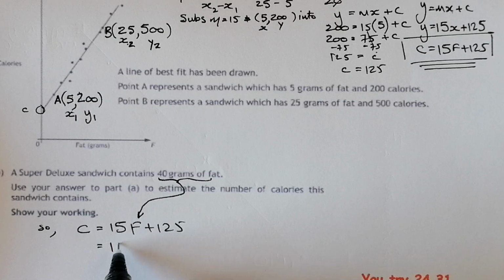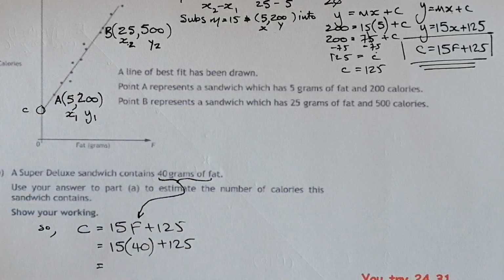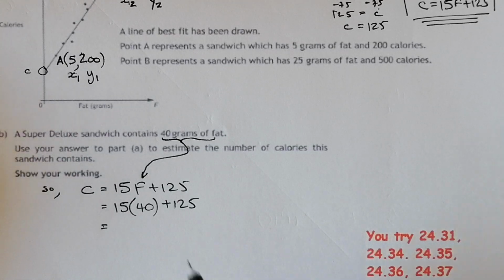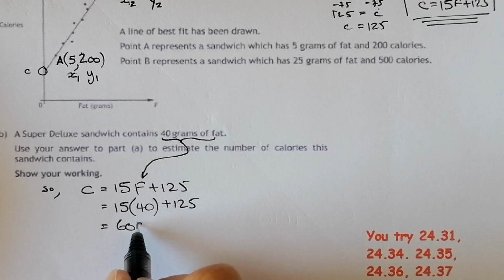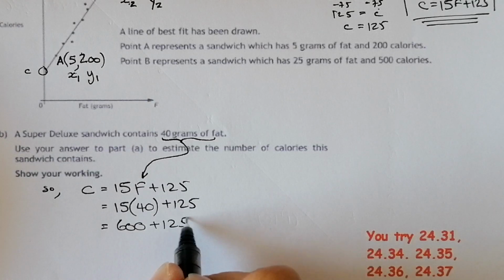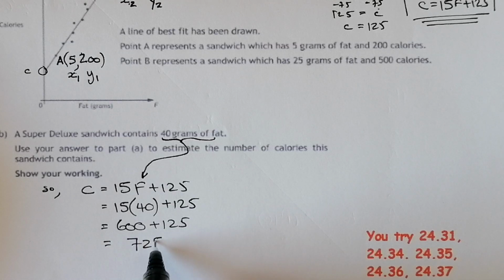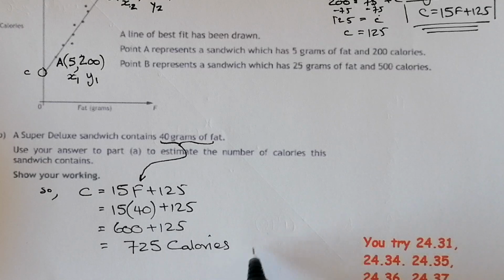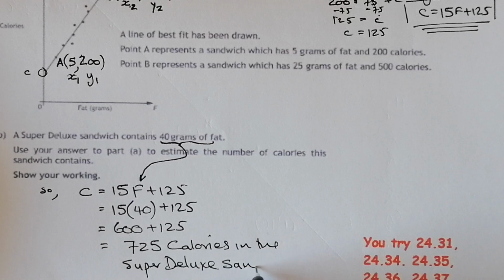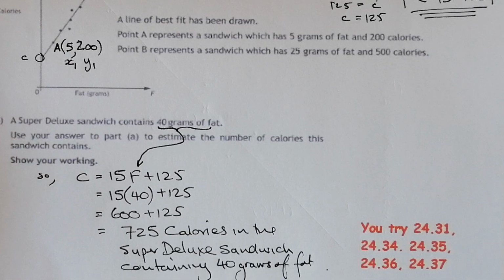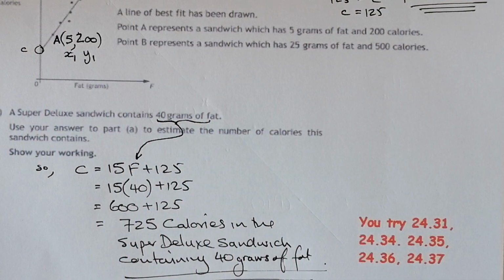So what we have is 15 times 40, I'll just put it in a wee bracket like that, plus 125, and I'm going to work this one out, okay. So 15 times 40, or 15 times 4 is going to be 60, okay. And it's a 40 I'm multiplying, so I'll just multiply by another 10. That'll give me 600 plus 125. So that should give me a total of 725 calories. And that's going to be, I'll just write that out, 725 calories in the Super Deluxe sandwich containing 40 grams of fat. Okay, and I'm just on the line there. Okay, so that's what I would do as that question there.